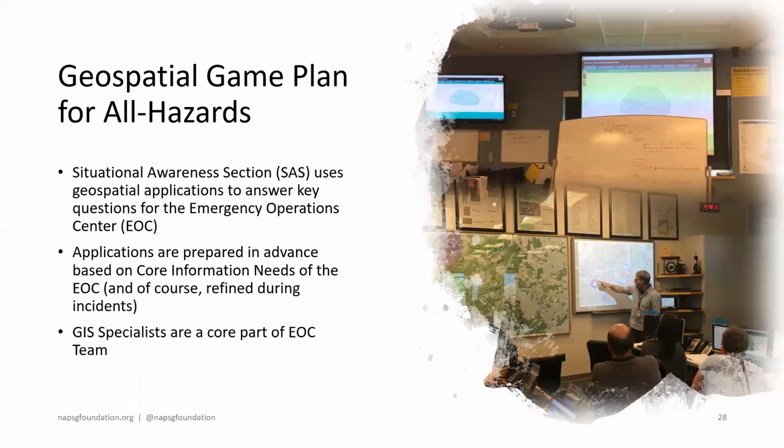Well, a little bit on the inside here. I've worked with this organization for a while, and I've watched them. Since the 2013 floods in Colorado, they formed a situational awareness section that uses geospatial applications and many other tools to answer key questions for their Emergency Operations Center, or EOC. Applications are prepared in advance based on core information needs of the EOC. And as I hear from the GIS specialists, they're always refined during disasters. The GIS specialists, and this is important, are a core part of this EOC team.